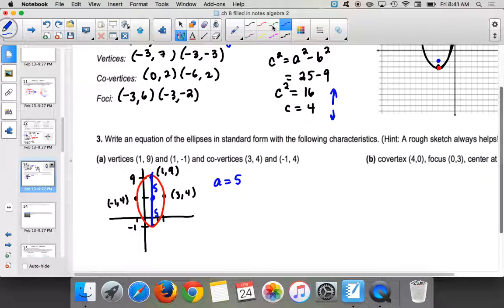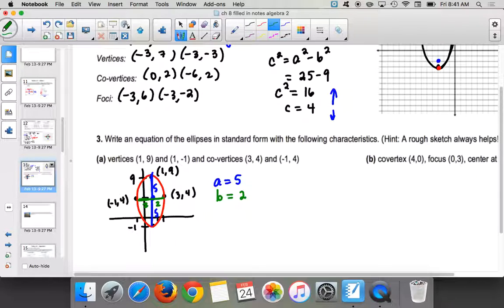And if I go across from the co-vertices, they were at x equals -1 and x equals 3. So if I go from -1 to 3, how much do I go to the right? 4, right? So I'm going to have 2 and 2 exactly. So my b value is 2. You could find c now, but we don't need it for our equation.